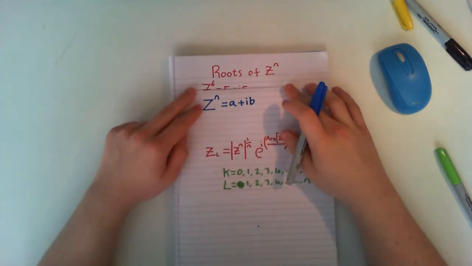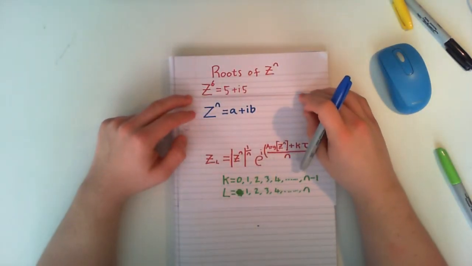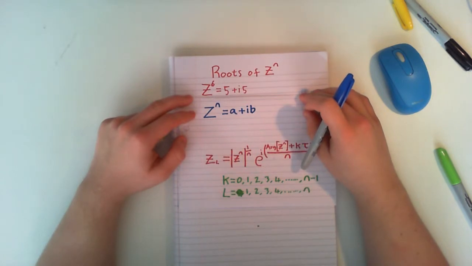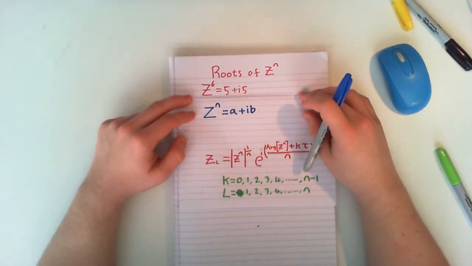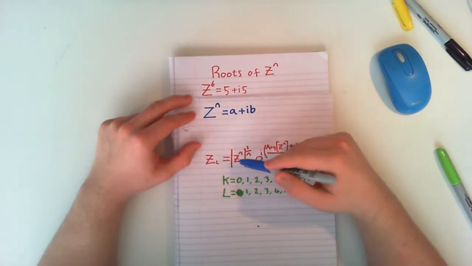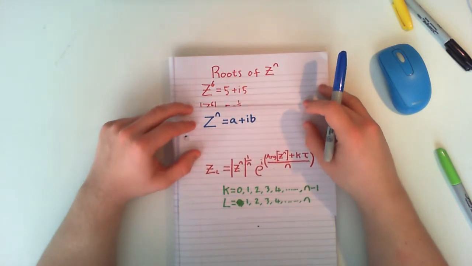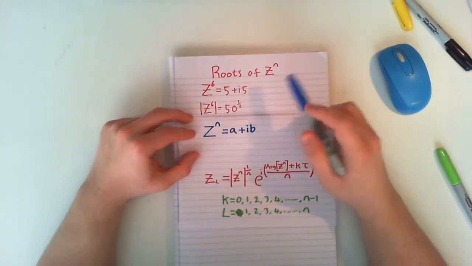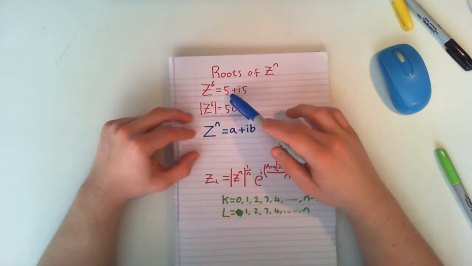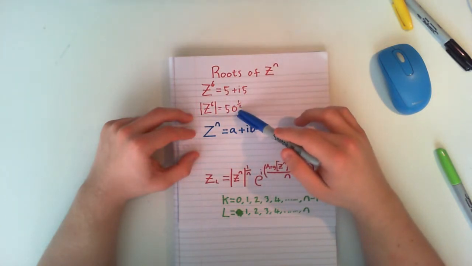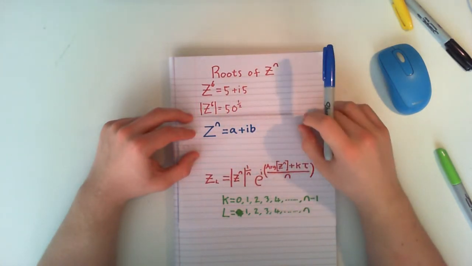So we've got ourselves a problem here, and we have that z to the 6 is equal to 5 plus i5. There was a bit more to this problem, but we've got rid of that stage because there's no point. That's all just multiplication stuff. So the first thing we need then is our magnitude, or modulus as some people call it, of z. So we square both of these, add them together and square root it, so we get root 50.